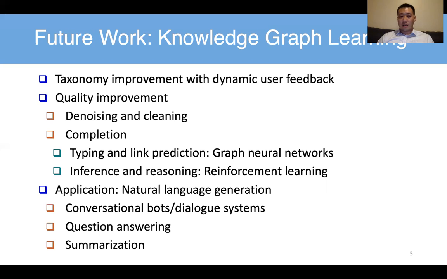Then for applications, this knowledge graph has a large amount of knowledge and information. How can we use that for natural language generation? Can we improve those sequence-to-sequence models, for applications such as conversational bots, dialogue systems, question answering, summarization, machine translation, and even more, right?